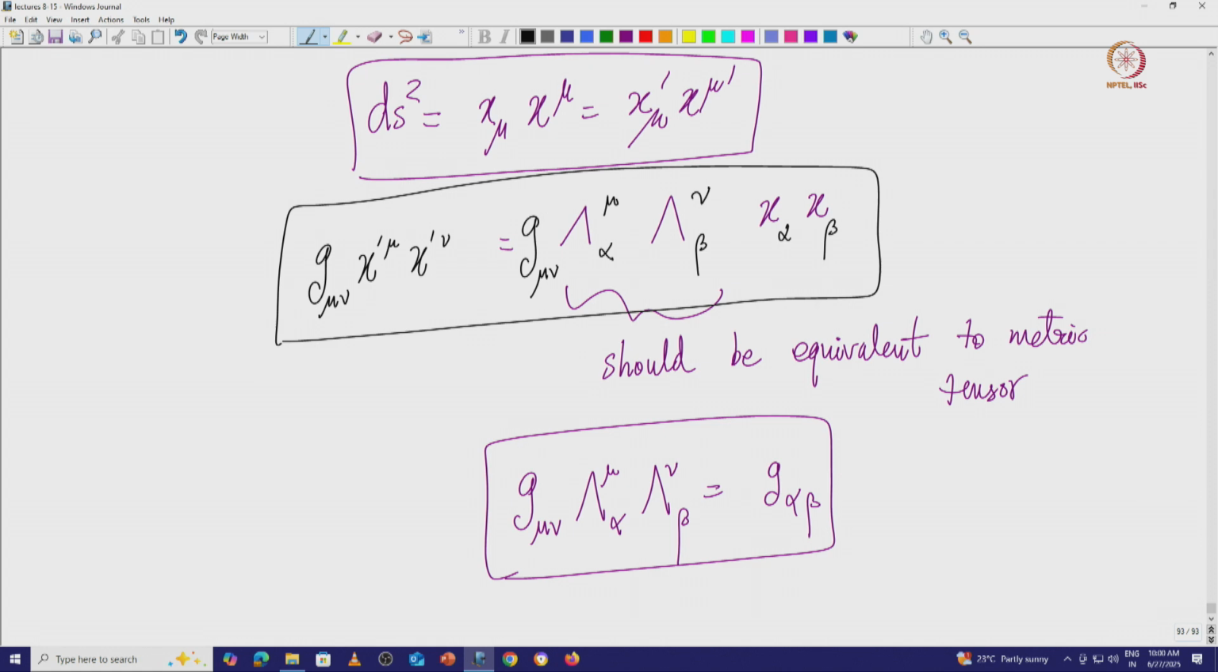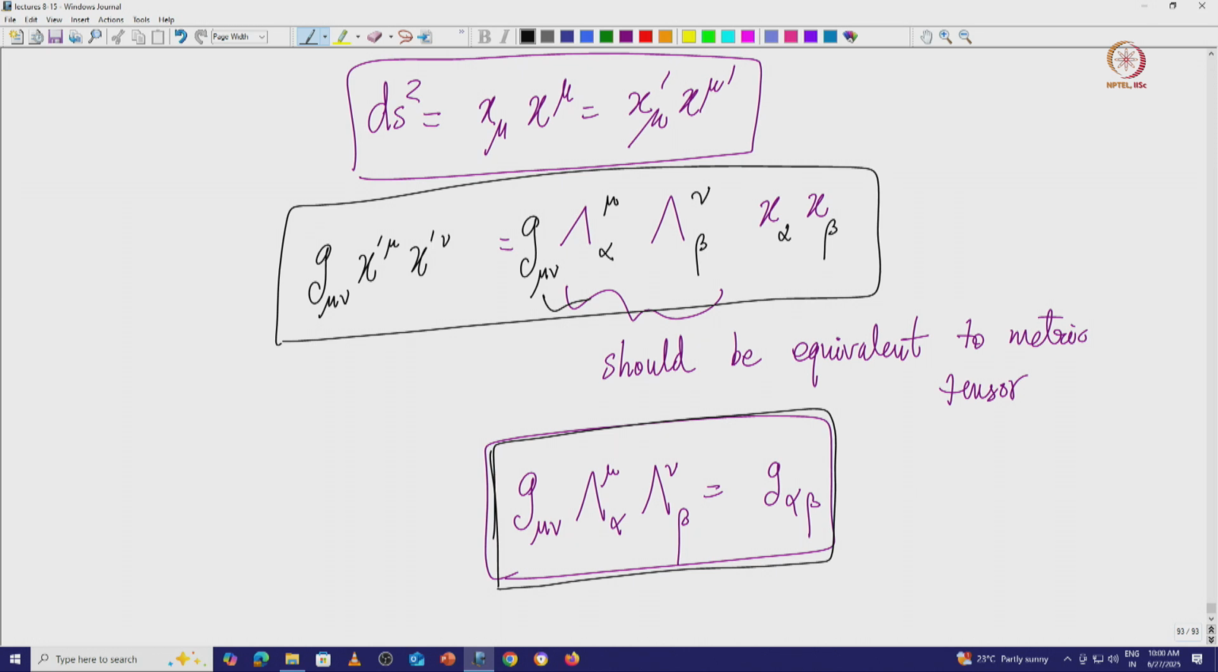Okay, now the indices are settled essentially. I just wrote x mu prime on the upside, and the downside to be this one. Now you have this relation that x mu prime x nu prime is equal to g mu nu lambda mu alpha lambda nu beta x alpha x beta. Now this entire thing should be equivalent to the metric tensor. This is what I have been trying to say, that this entire thing should be equivalent to the metric tensor.